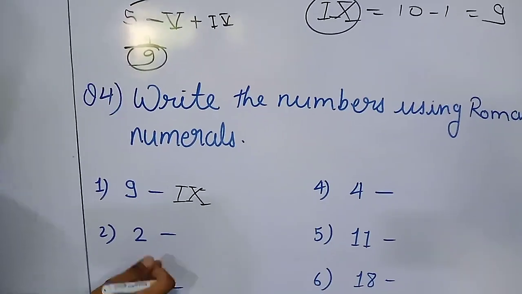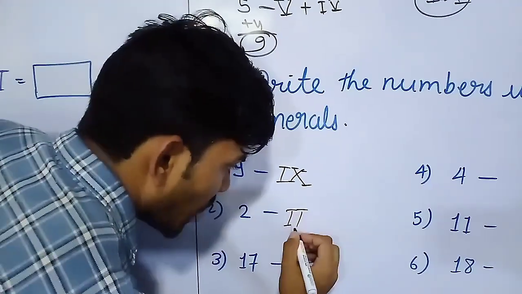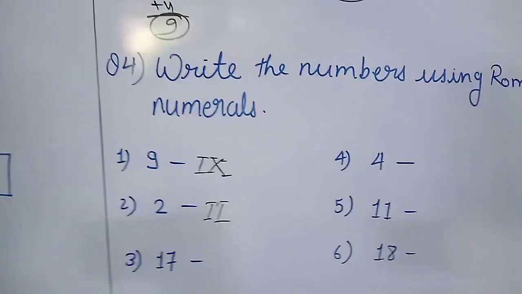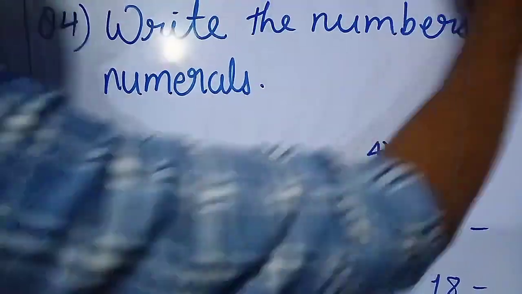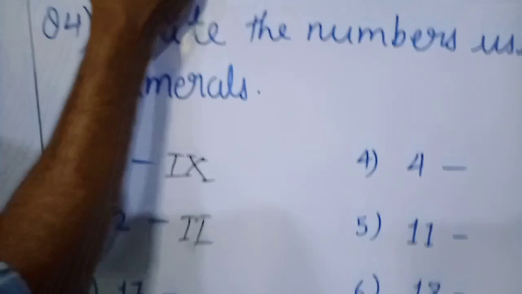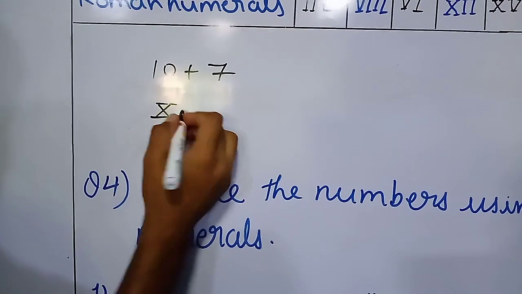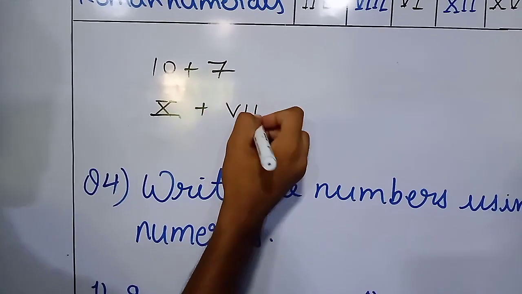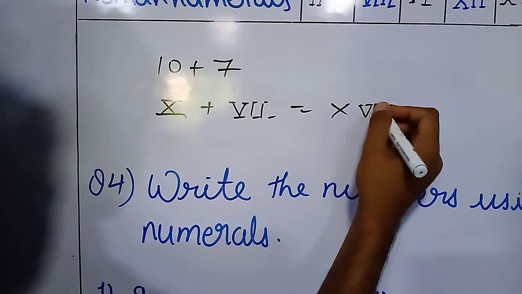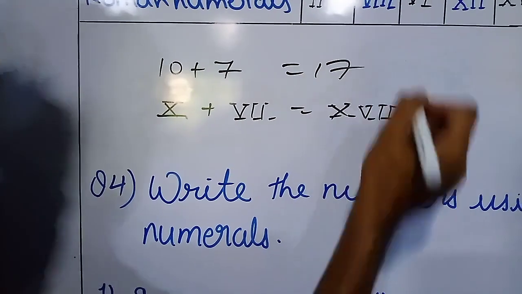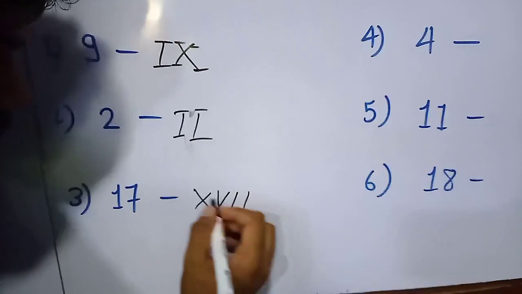The second one is 2. That is nothing difficult. We have the value of 1 as a single I, and for 2 we have to repeat that. II becomes the value of 2. The next one is 17. For 17 also, 10 plus 7. For the value of 10 we have X, and for 7 VII. So it will become XVII, that is 17. So for 17, XVII.